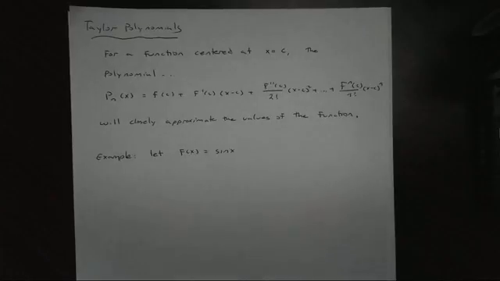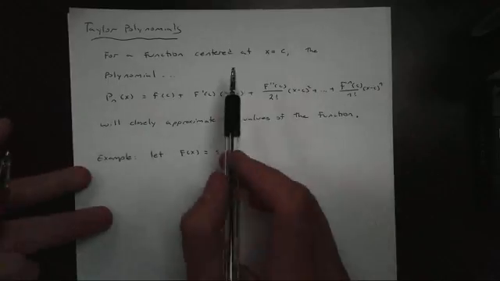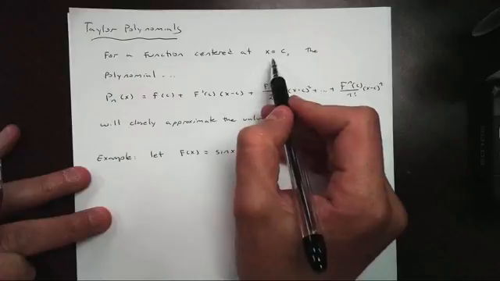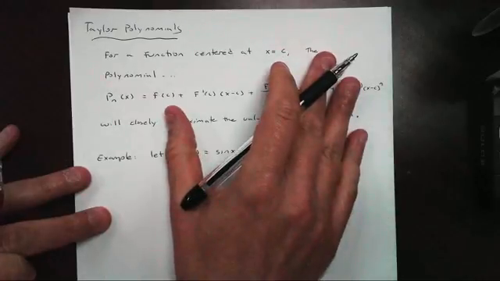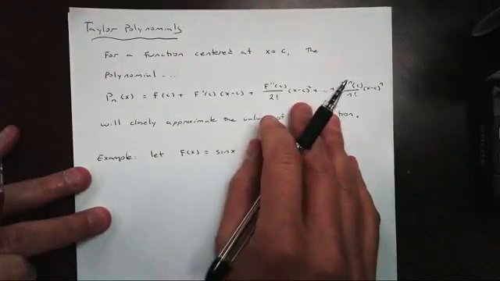Today we start the dreaded Taylor polynomial. Now, I don't want you to panic. Basically what a Taylor polynomial does is it allows us to approximate a function around a known center. You can kind of think of this as tangent line approximation on steroids.